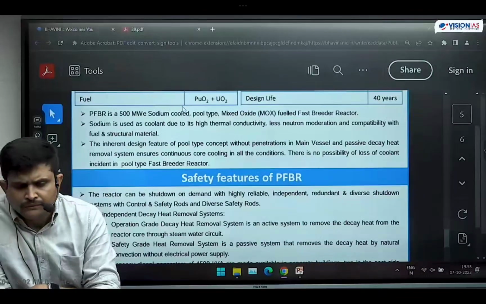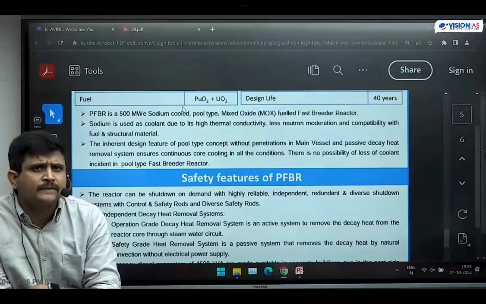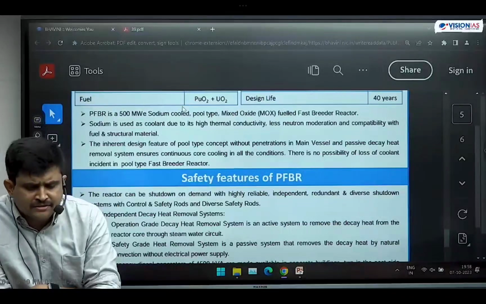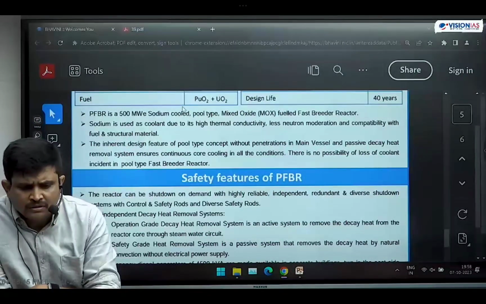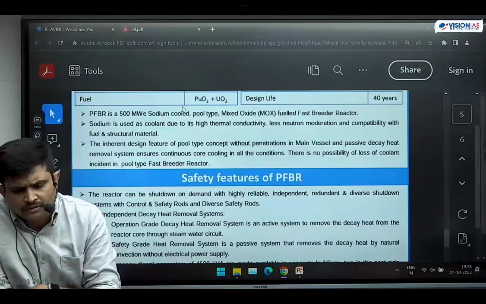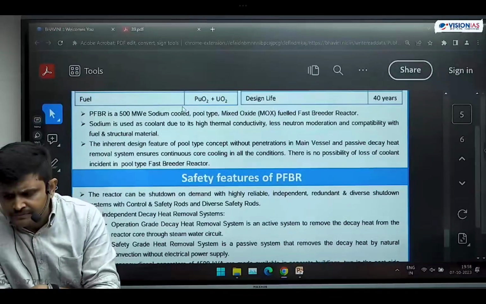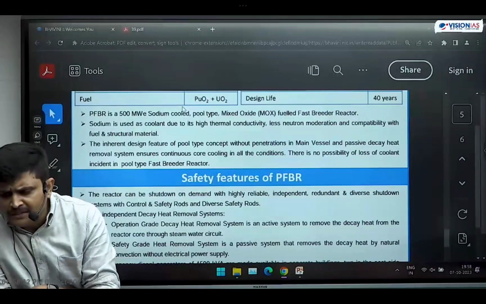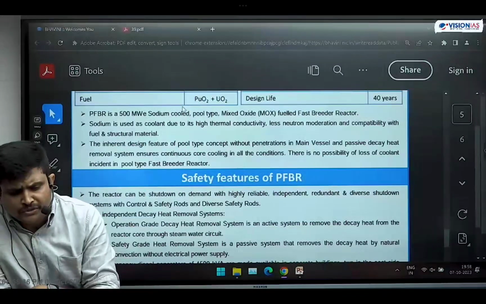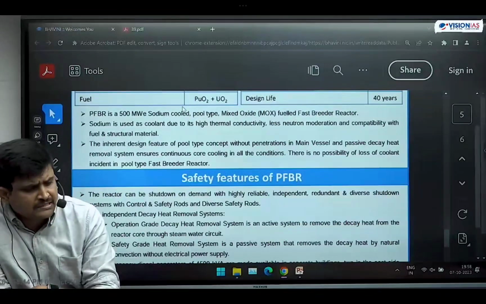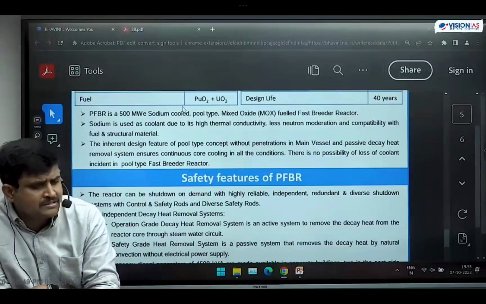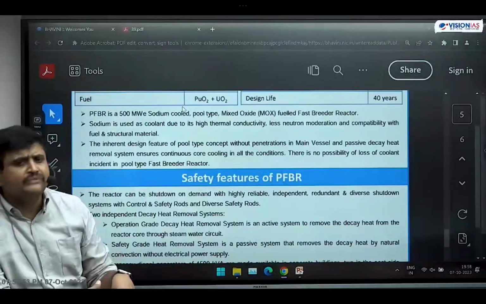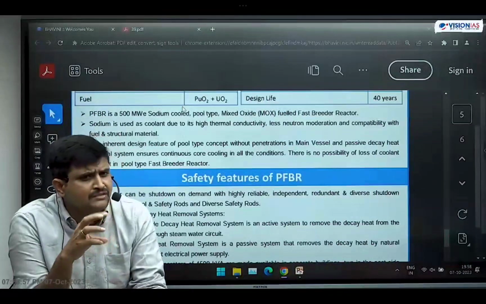Next one is a variety of radioactive waste isotopes are produced, which are further used in various applications in different sectors. This is the reason why we are focusing on the second stage of nuclear reactors rather than the first stage.